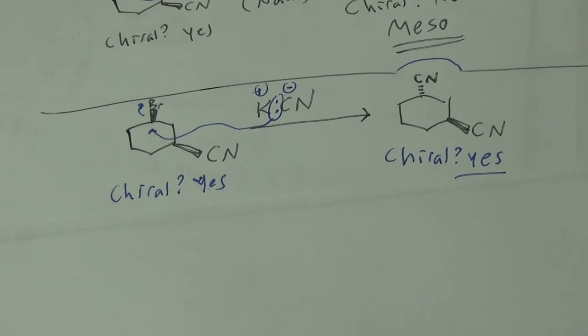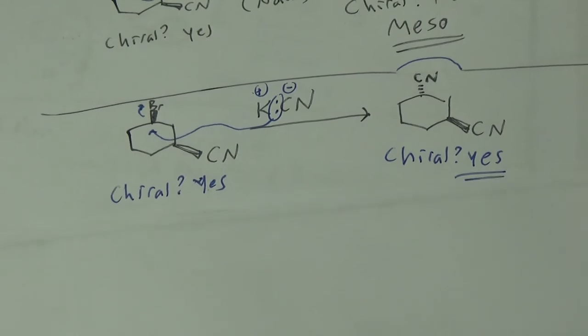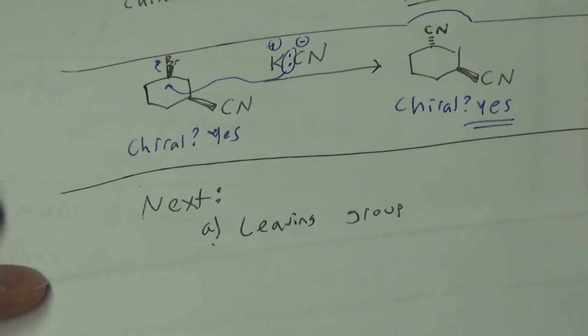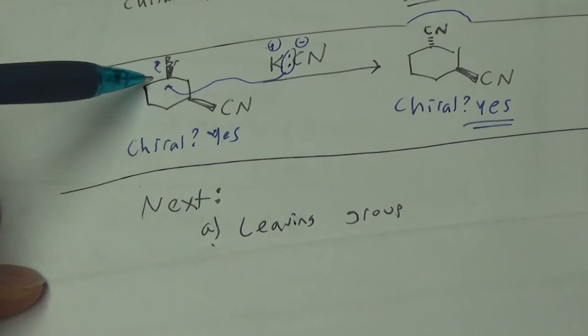So, moving on, after these couple cool examples of chirality, we're going to go through the different aspects of the SN2 reaction, and we'll start now and we'll continue next time. So there's kind of three things we got to talk about, and those are going to be the leaving group. So, what makes a good leaving group? What makes a bad leaving group? We've seen a couple leaving groups. Right now we know halogens are usually pretty good, but fluoride we'll learn is bad.